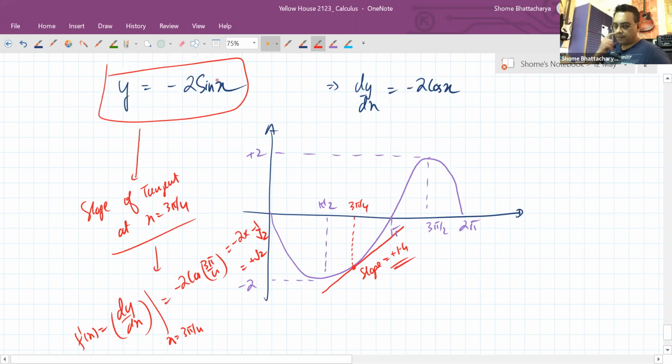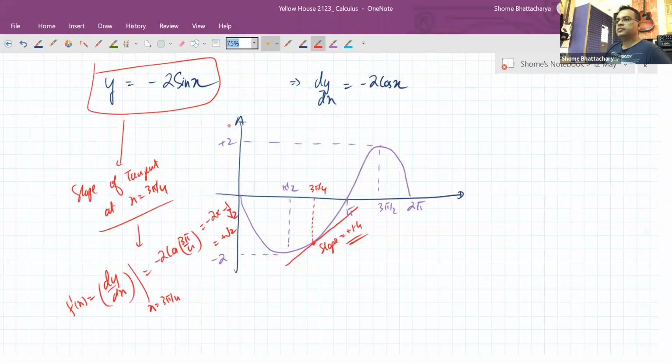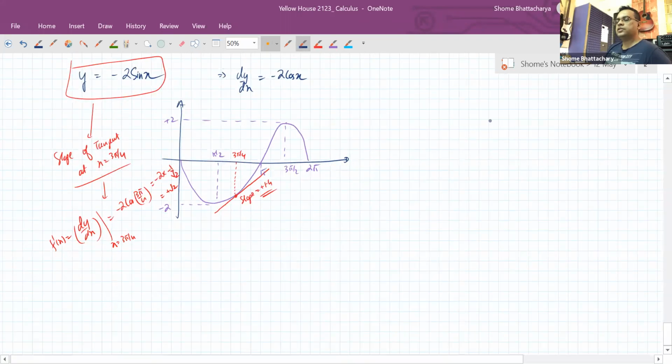Understood now? So for any given function, even a more complicated one, like the earlier function I took, the sum of a sine term and a cos term, we find the slope of the tangent at any point in the same way. First find the derivative of the function, and then substitute the value of x in the derivative as whichever point we are finding the slope of tangent at.